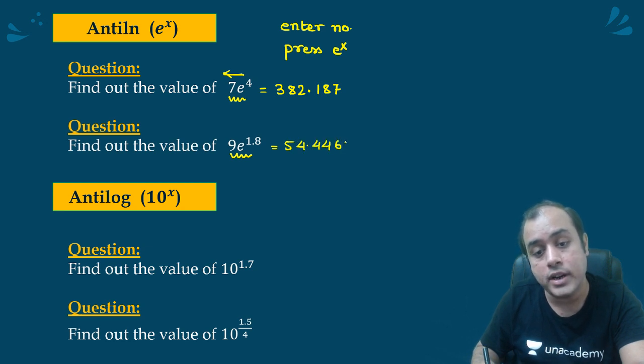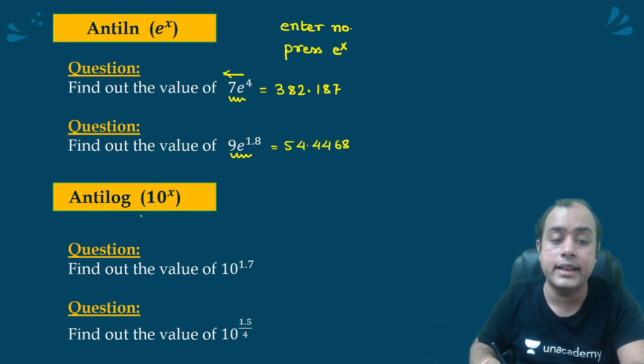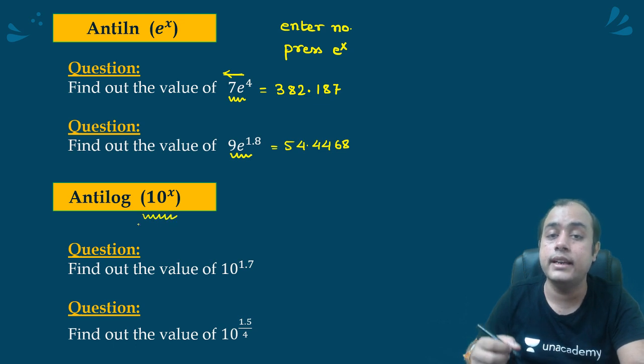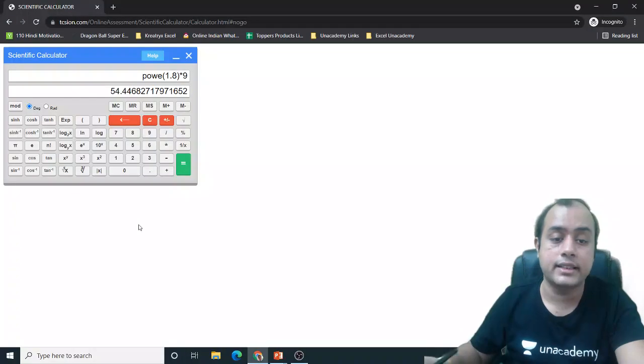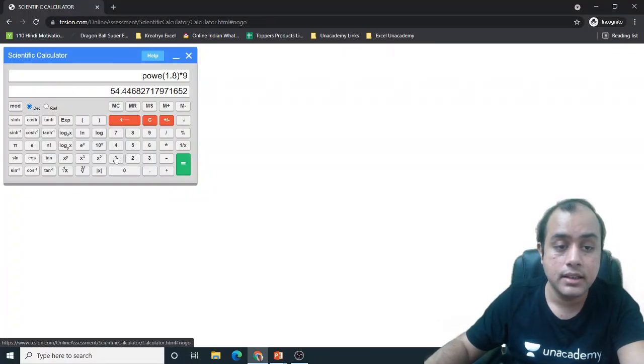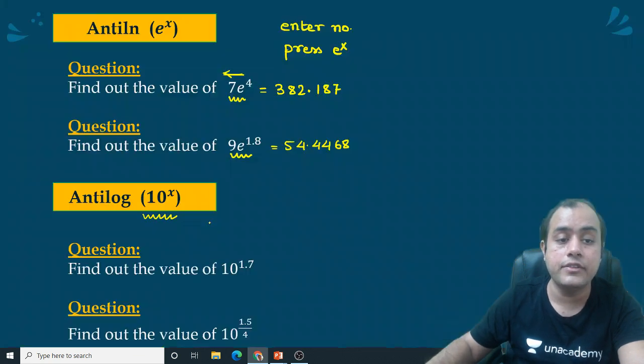A similar process you can do to evaluate 10 to the power x. The only thing, instead of e to the power x, you will have to press 10 to the power x. 10 to the power 1.7. The first thing I need to evaluate is 1.7, then 10. 50.1187.